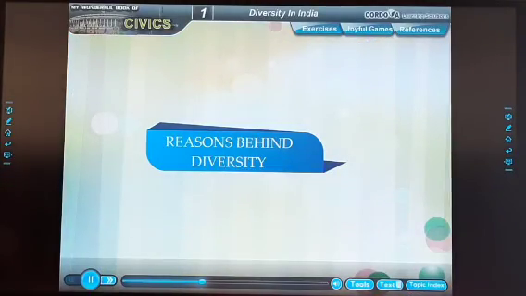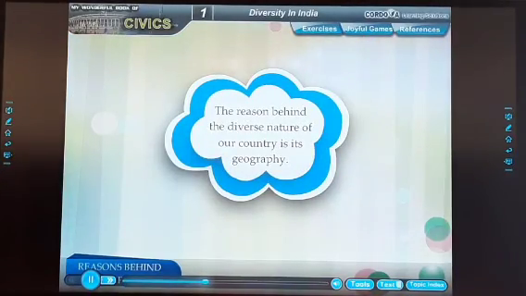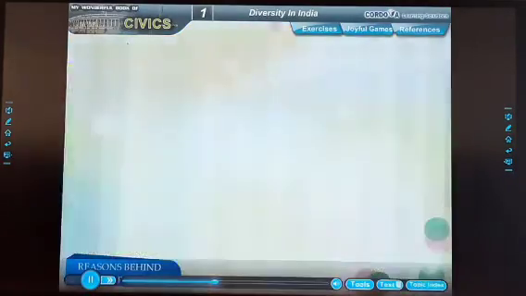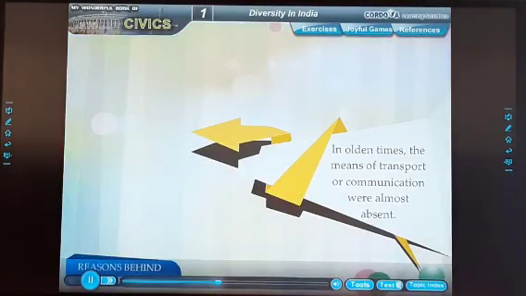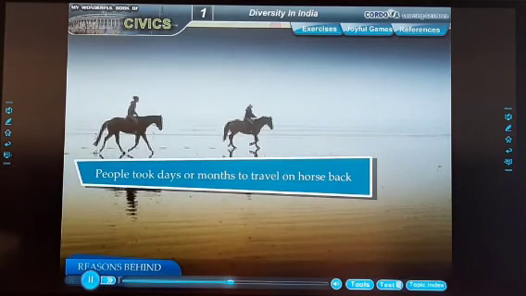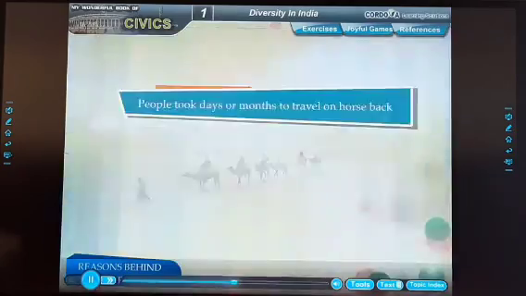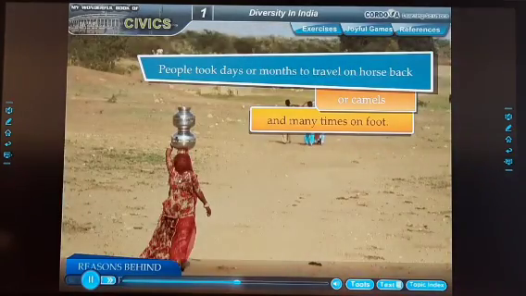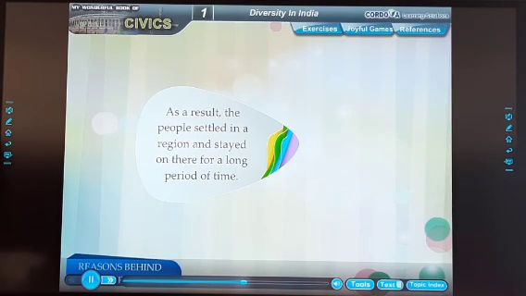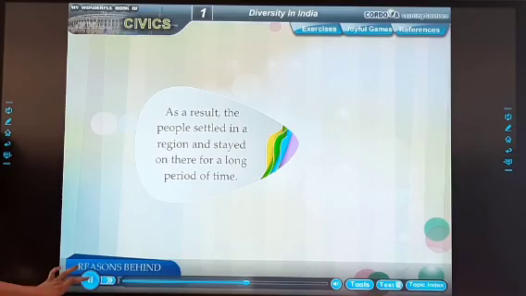Reasons behind diversity. The reason behind the diverse nature of our country is its geography. India has mountains, rivers, thick forests, and oceans. In olden times, the means of transport or communication were almost absent. Traveling from place to place was never easy. People took days or months to travel on horseback or camels and many times on foot. As a result, the people settled in the region and stayed on there for a long period of time.